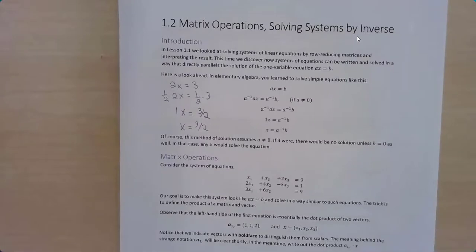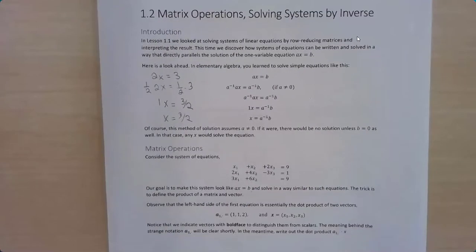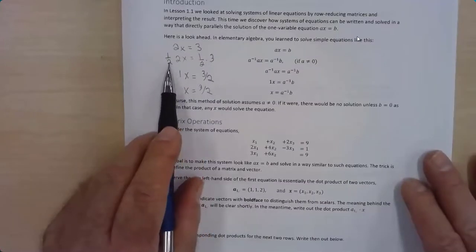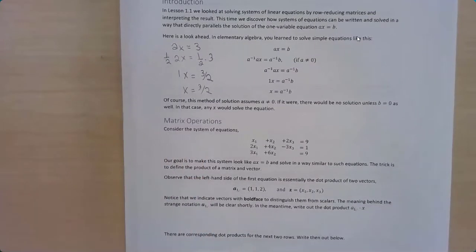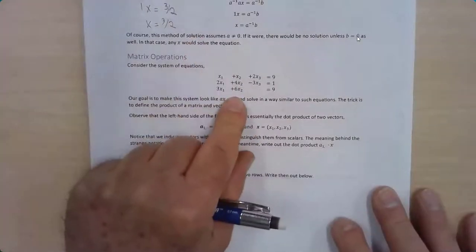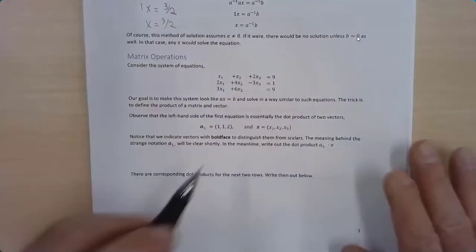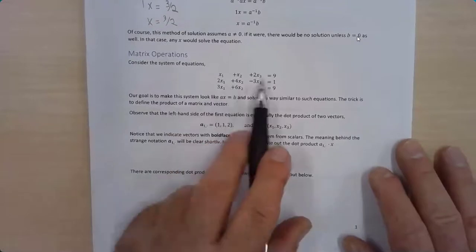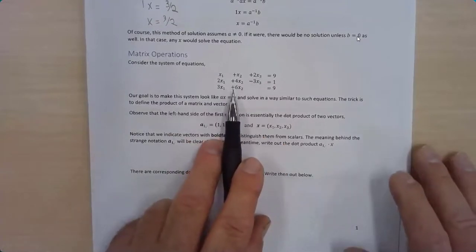So if we could find a way to multiply matrices, and if we could represent a system of linear equations as a matrix multiplication, and if we could come up with something like a reciprocal, then that would be another way of solving systems. And in fact, theoretically, it works. So what I want to do is take a particular example. So let's take this guy right here. And I want to be able to write this by means of multiplying matrices.